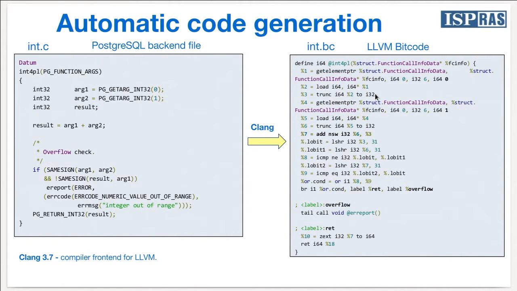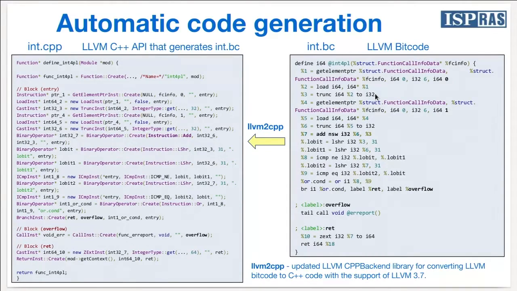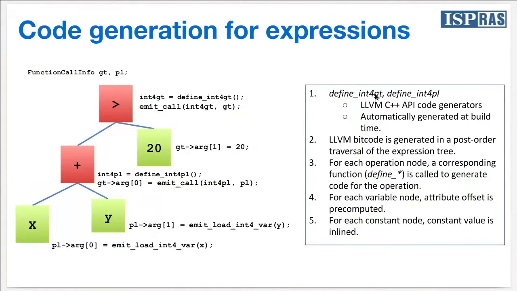The first step of this conversion uses the standard Clang compiler, which produces LLVM bitcode. Then the converter generates C++ code, which generates LLVM code. And finally, they get a complete tree, which evaluates the query. This is once again the result of generation of LLVM bitcode for a Postgres query execution plan.